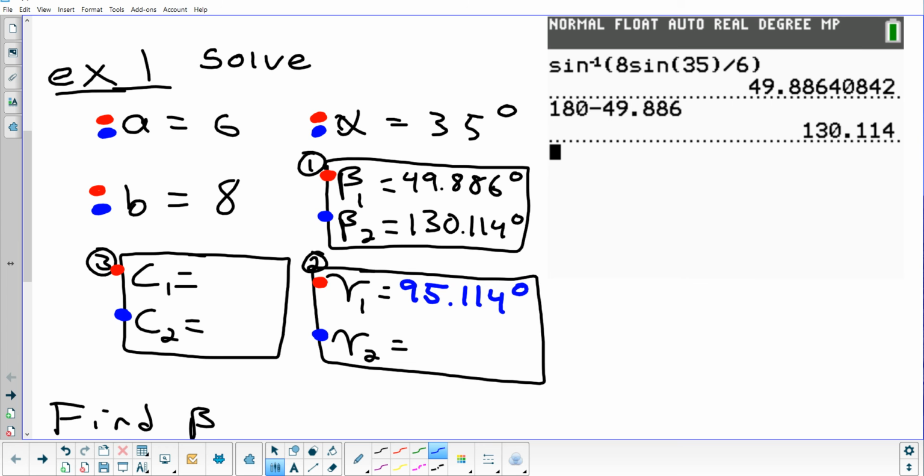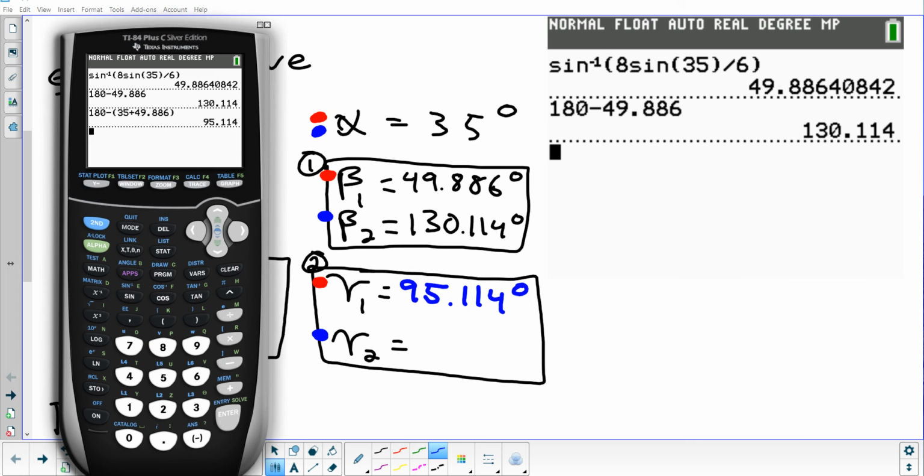Now you could go do C1, because now you have gamma 1. I like to finish all the angles off, and then I'll finish the sides off. So let's get gamma 2.